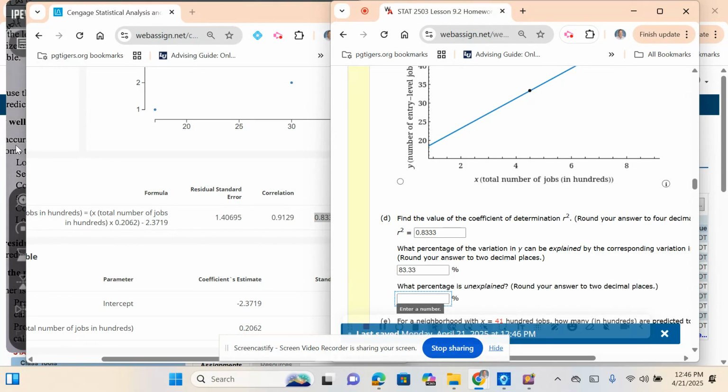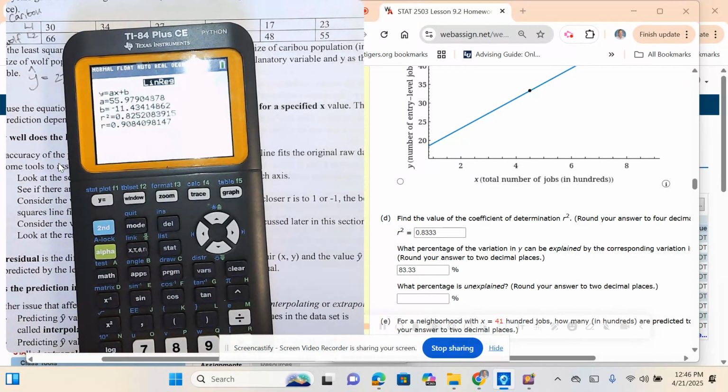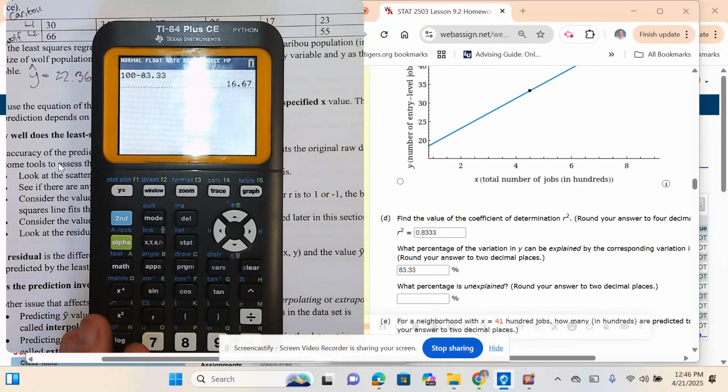Now, what percent's unexplained? Well, there's 100% total. So to find how much is unexplained, I'm going to do 100 minus 83.33. I get 16.67.